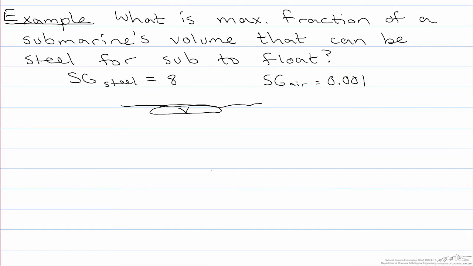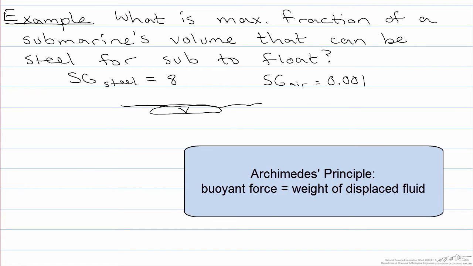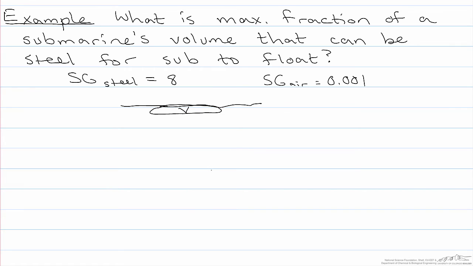We know that if it were all steel, it would sink to the bottom, and if it were all air, it would float and go above the water. The question is, what fraction of it can be steel and have it still be able to float? We're going to use Archimedes' principle to solve this problem, and what Archimedes' principle says is that the weight of the displaced fluid is equal to the buoyant force on an object. So if the object is floating, then that's also equal to the weight of the object.